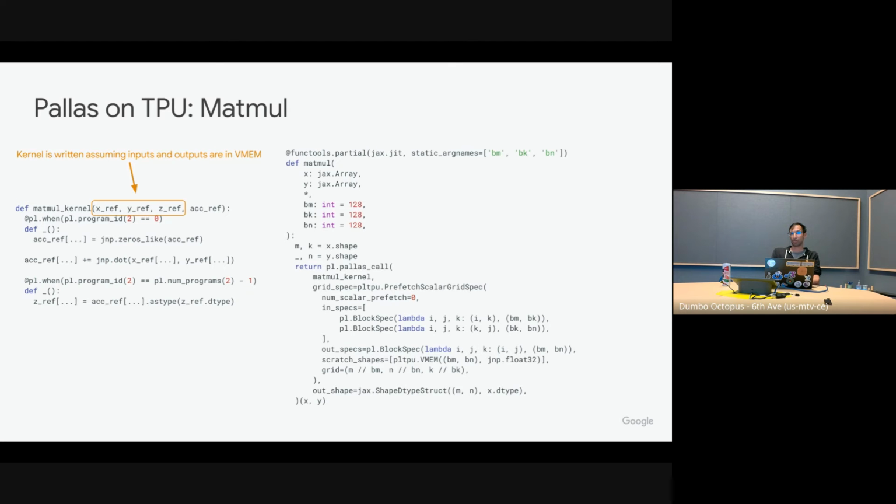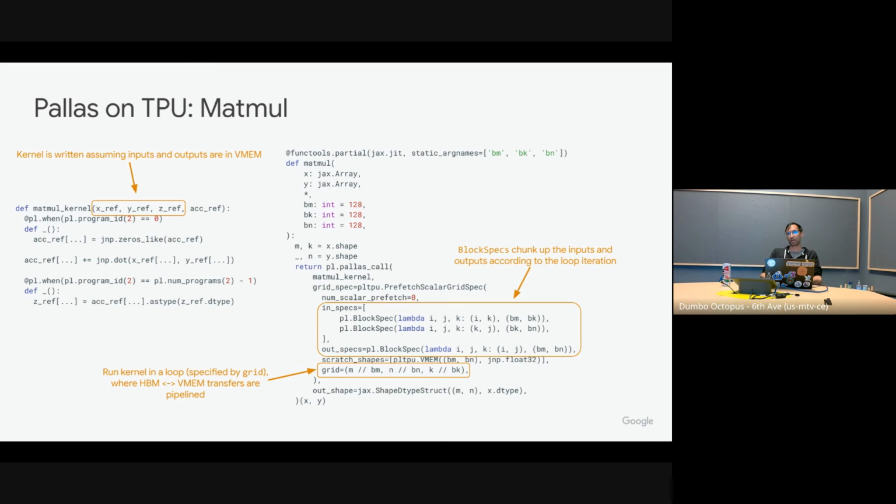And in the caller, we basically add a lot more information. The first is you specify what we call a grid, and this is basically a nested loop. In this case, we have 3 entries in this tuple, so you can imagine it as a 3 nested loop. The first is for I from 0 to M divided by Bm, and inside it's for J in N divided by Bn, and the last one's for K in K divided by Bk. So it's a nested loop, and this kernel is running that many times in sequence.